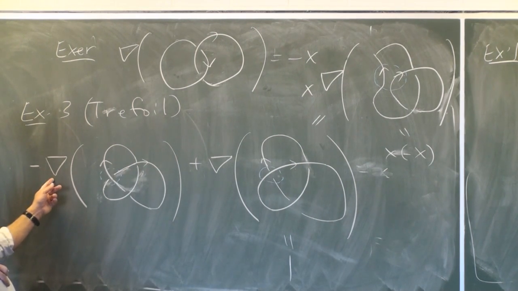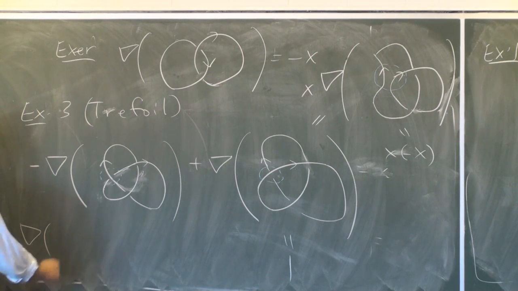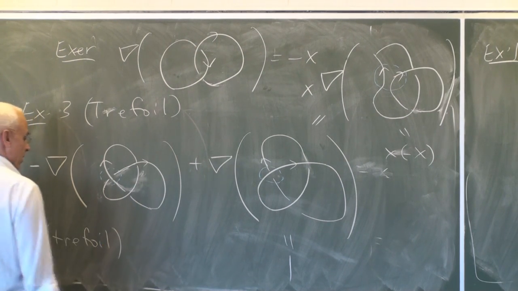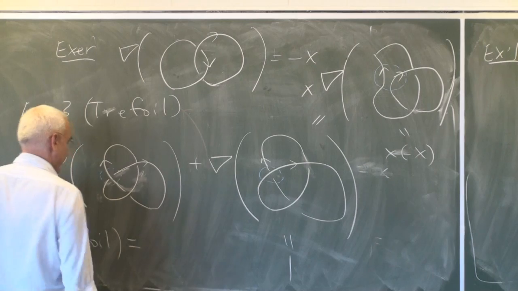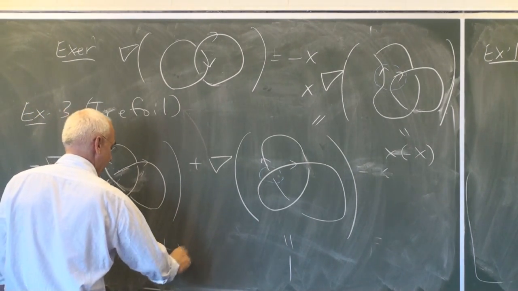So if we solve for the trefoil, we get that the Conway-Alexander polynomial on that particular trefoil is, it goes to the other side, 1 plus x squared.